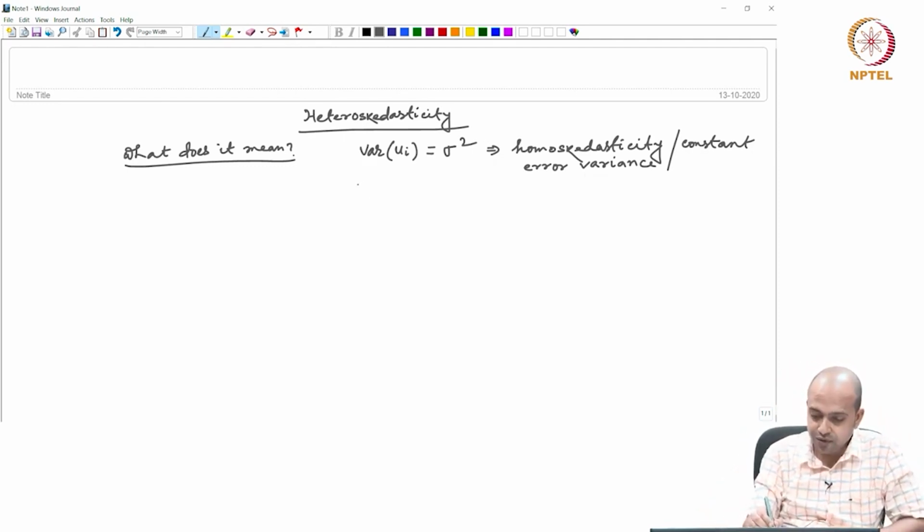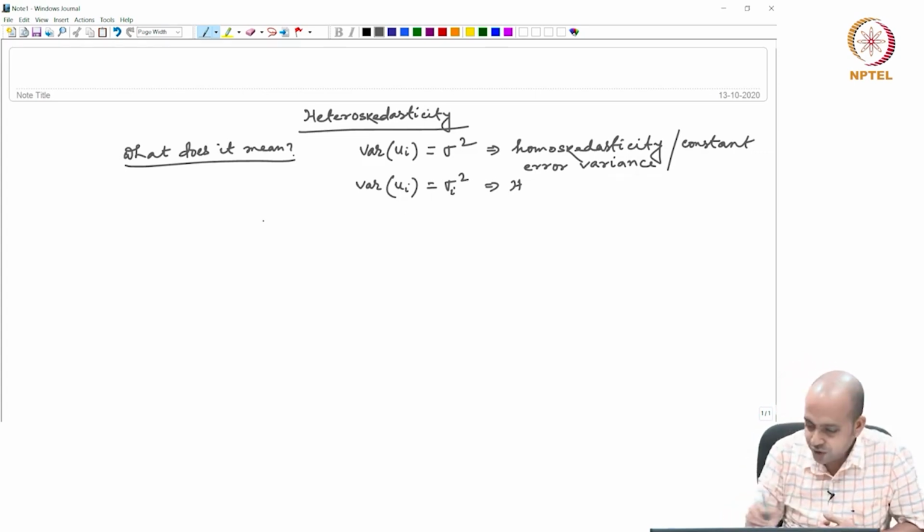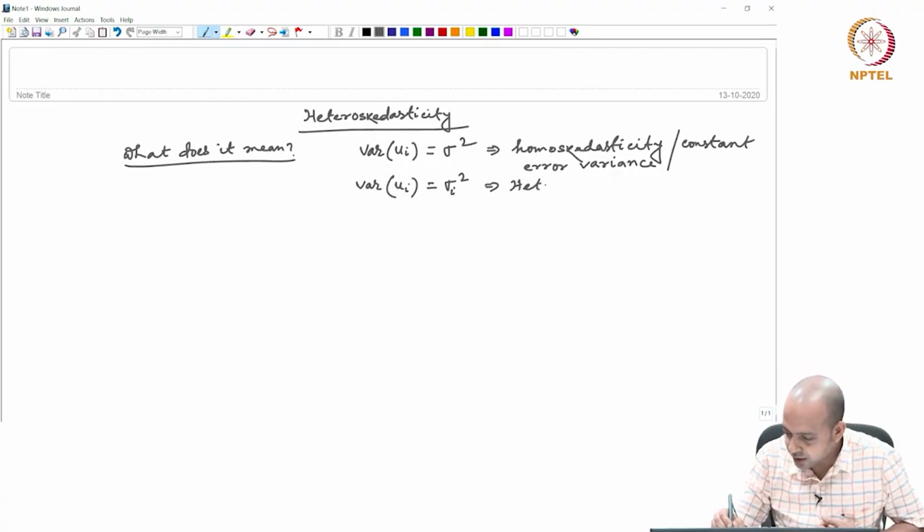But if the error variance looks like this, variance of ui equals sigma square i, then this is called heteroscedasticity. That means I am saying that the error variance for the ith individual is sigma square i, and the error variance for the jth individual is sigma square j. Okay. So, that means this is heteroscedasticity.